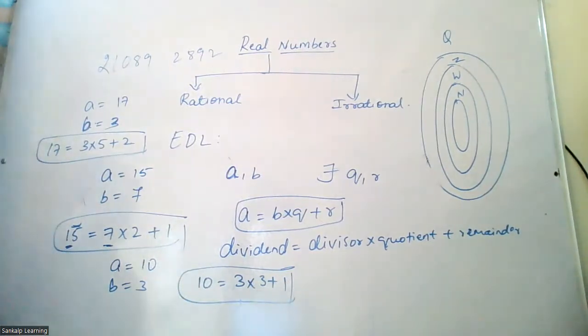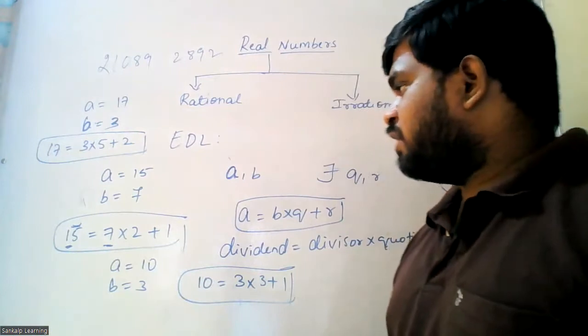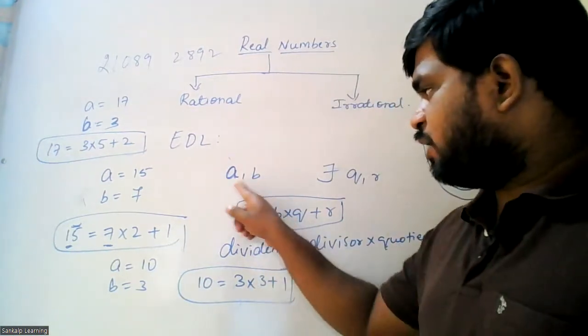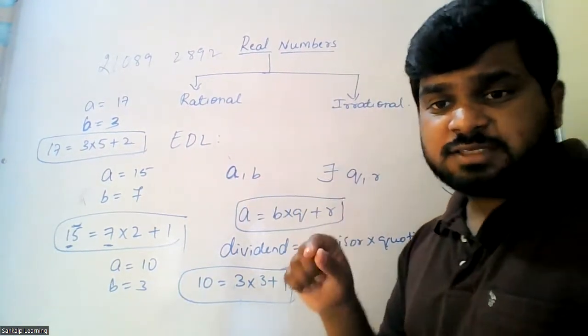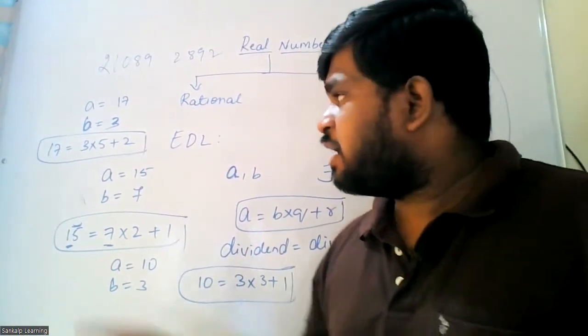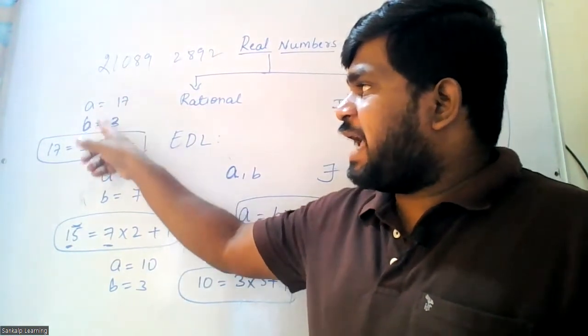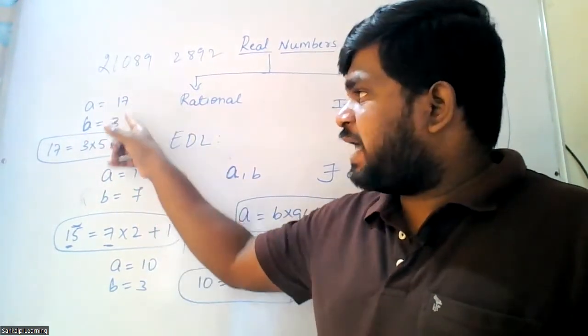This thing is known as Euclid's division lemma. Now, if you observe, we use the word unique for any two integers a and b. There exist unique integers q and r. What do I mean by that? See here, if these two values are fixed, 17 and 3, your a and b is fixed. This is my a and b.